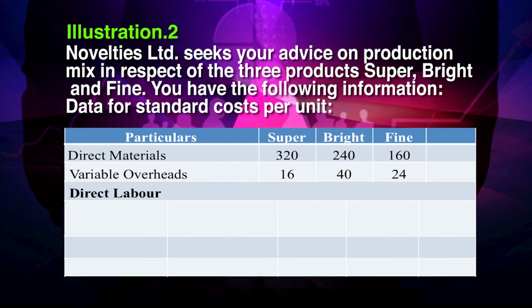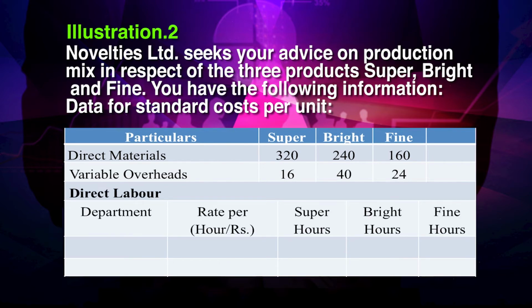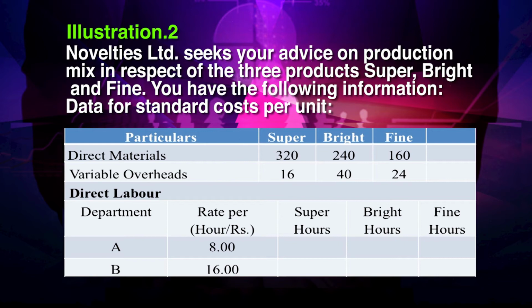Now, direct labor, there are 2 departments, department A and B. The rate for department A is 8 per hour, for B it is 16 per hour. Super needs 6 hours to manufacture in department A, Bright needs 10 hours in department A, and Fine needs 5 hours in department A. Similarly, Super needs 6 hours for department B, Bright 15 hours for B and Fine 11 hours for B.